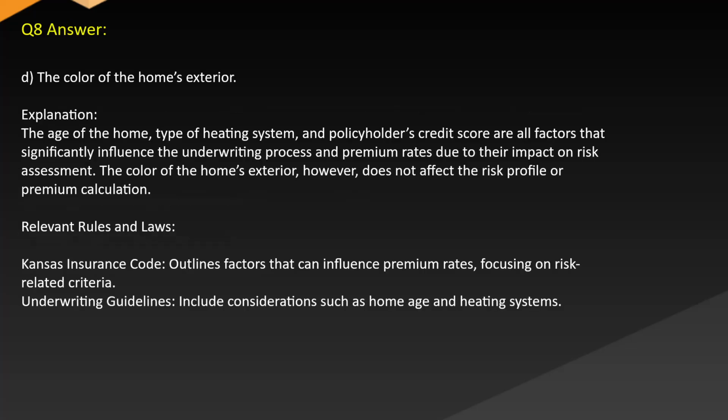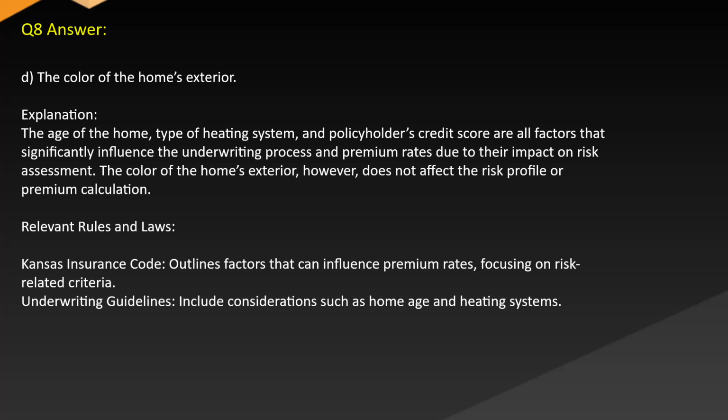Answer: D. The color of the home's exterior. Explanation: the age of the home, type of heating system, and policyholder's credit score are all factors that significantly influence the underwriting process and premium rates due to their impact on risk assessment. The color of the home's exterior, however, does not affect the risk profile or premium calculation.